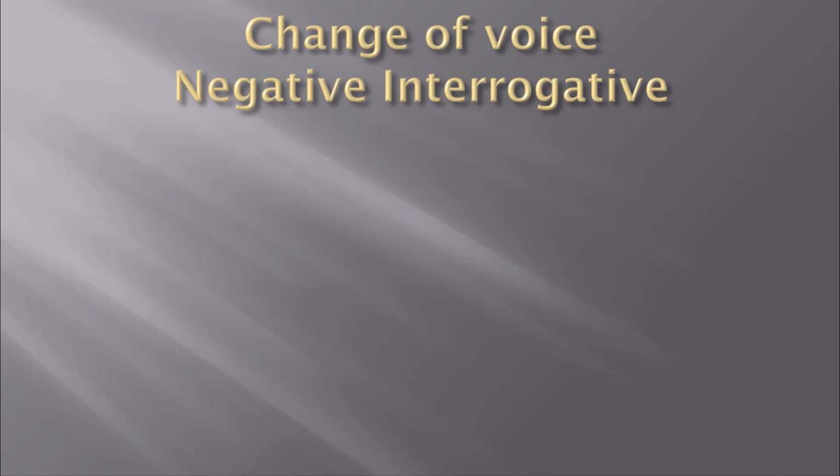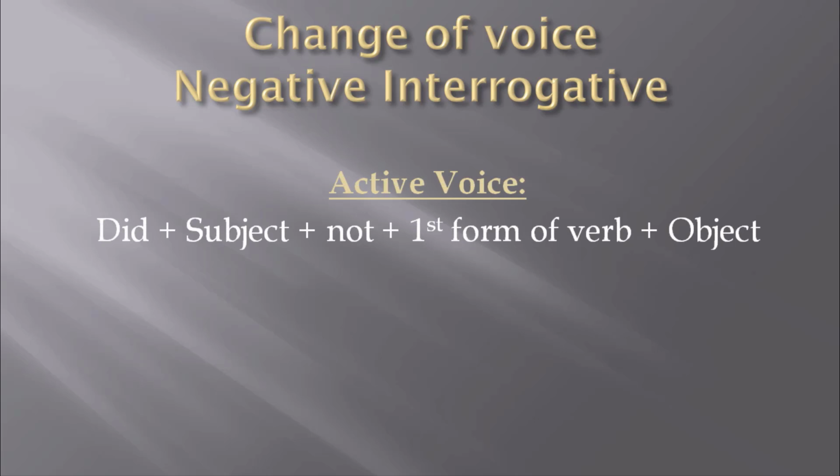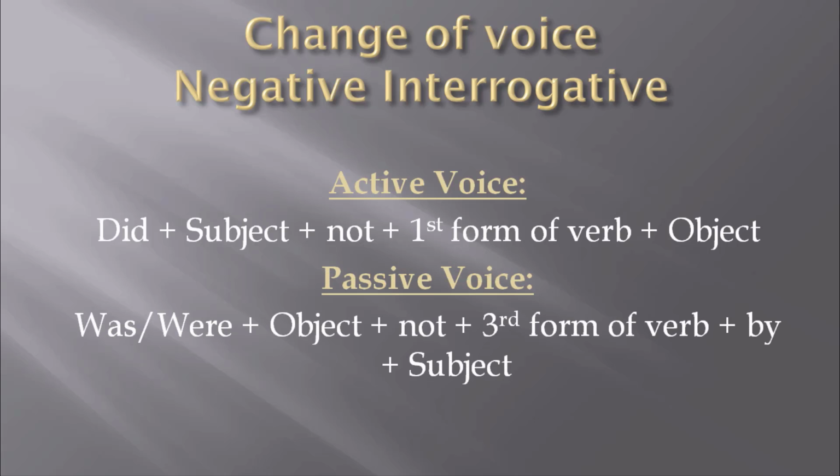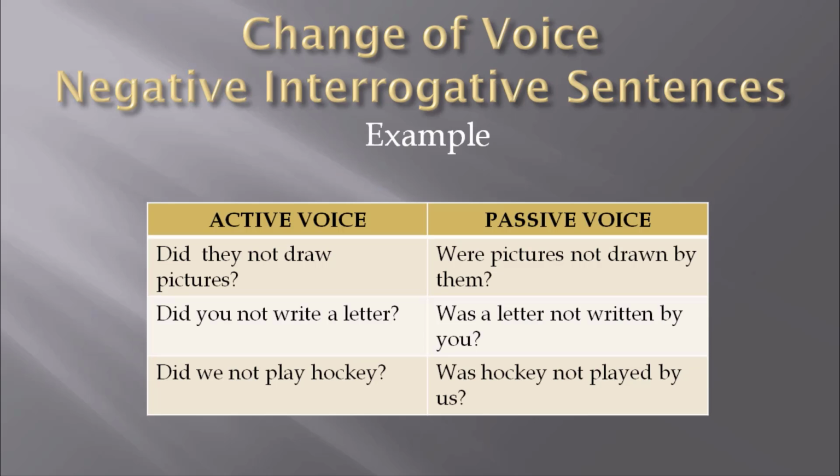Negative interrogative sentences. Formation of active voice: did plus subject plus not plus verb plus object. Formation of passive voice: helping verb plus object plus not plus third form of verb plus by plus subject. Now come to examples. Number 1. Did they not draw pictures? Were pictures not drawn by them?